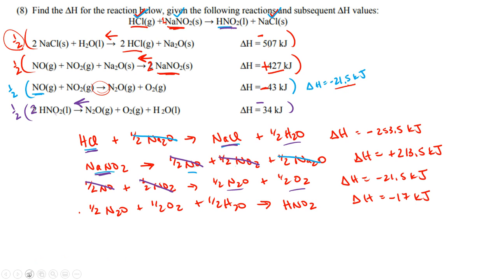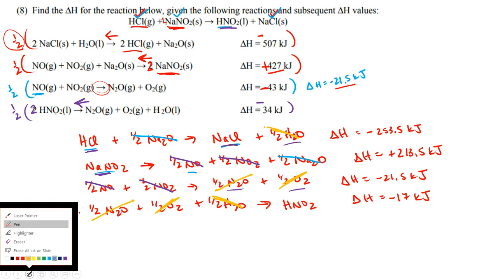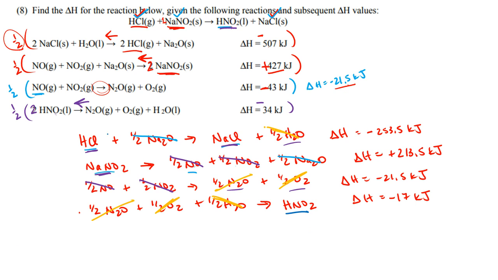So now what can we cancel out? Half an N2O and half an N2O. These guys are gone. Half a water and half a water. These guys are gone. I also got rid of that half an oxygen and that half an oxygen. All that we have left is that HNO2. So we have HCl, NaNO2 is all that's left in the reactants. NaCl and HNO2, all that's left in the products.